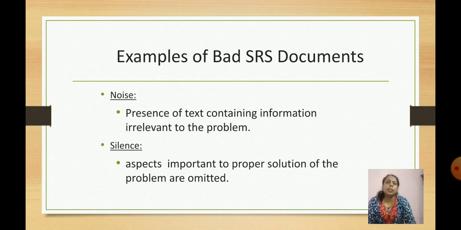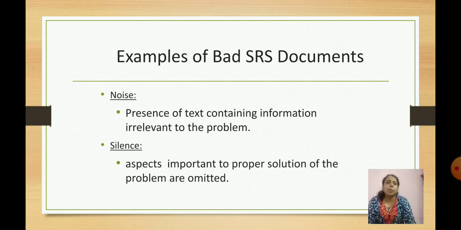Then noise, it is also a characteristic of a bad SRS document. Presence of text containing information irrelevant to the problem, means if there is much more information that is not related to the problem, then the programmer may be confused, okay, or the system analyst may be confused. Then next is silence.